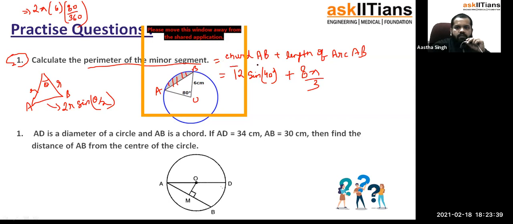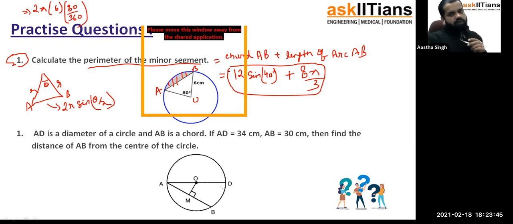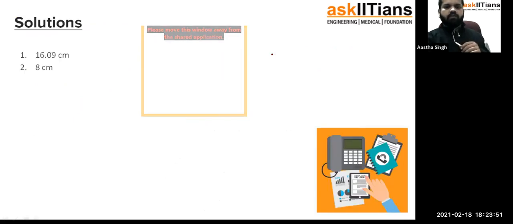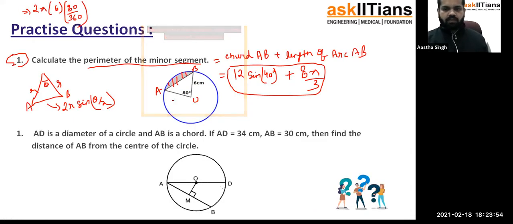So basically, this is your answer, right? The question will provide you the value of sin 40. So just put the value of sin 40 and put the value of pi. You will get your value 16.09. I think the point is clear to you, right?